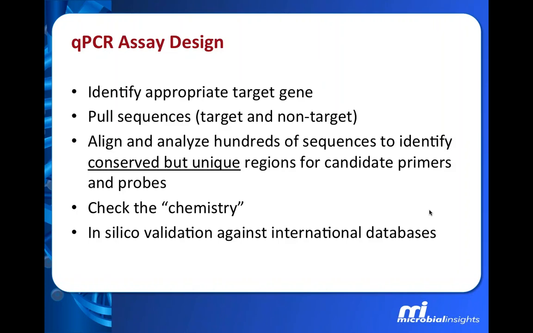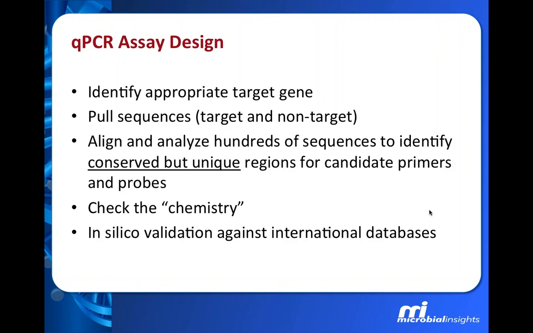Then once you've selected that appropriate target gene, you have to retrieve gene sequences from databases, target and non-target, and you need to get as many of them as you can get your hands on. Then you align them and include some of those non-target sequences too. And what you're looking for are regions that are conserved, so they're the same throughout that target sequence, but they're unique to the gene that we're interested in. So we're not going to pick up those non-target genes. At that point, you have a candidate primer and probe region.